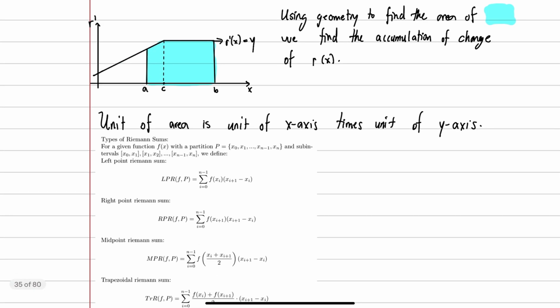Now, what is the unit of area, which is the unit of the integral? It's the unit of the x-axis times the unit of the y-axis. Again, this should make sense. Inches times inches is inches squared.